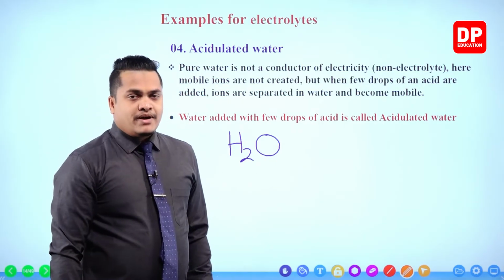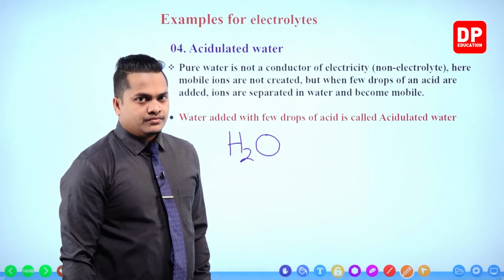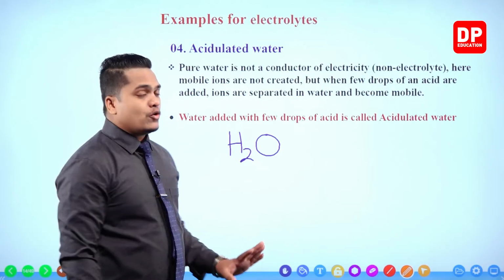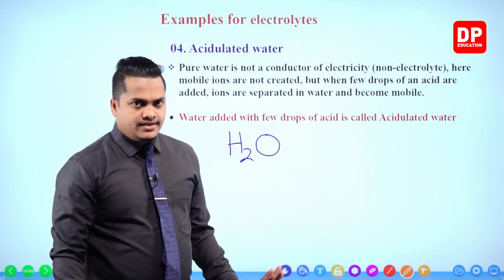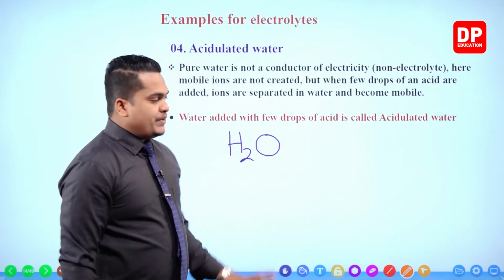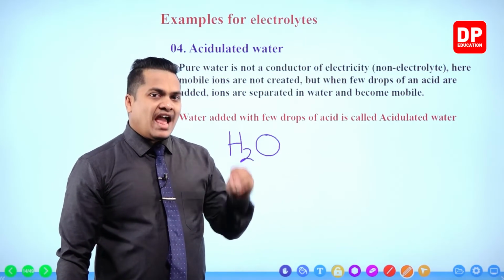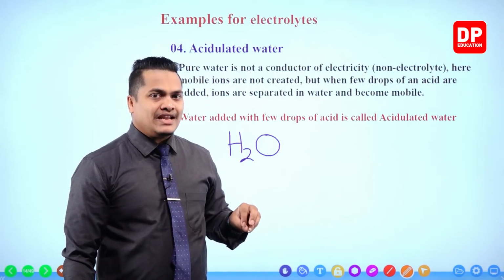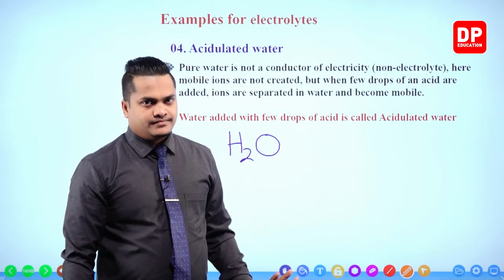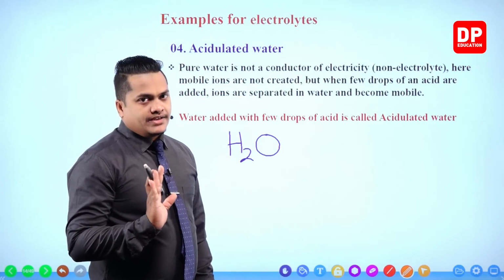Water is made by hydrogen and oxygen as H2O. In here, there are no metals. Hydrogen is a non-metal, oxygen is also a non-metal. So pure water does not have the ability to separate into ions. Therefore it is a non-electrolyte.